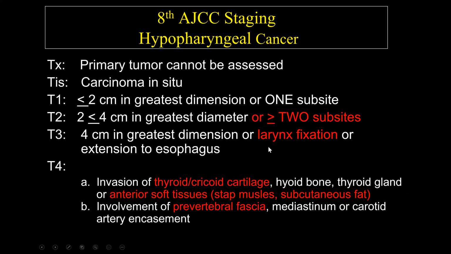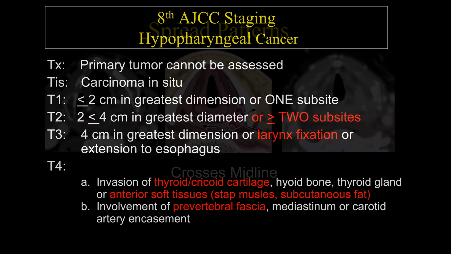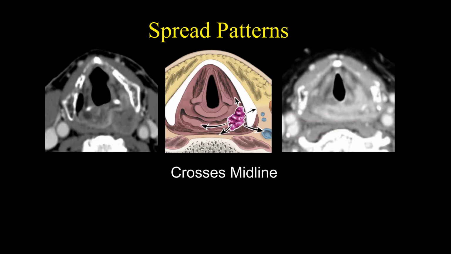The next thing we have to determine is whether or not these other criteria are present. These include things like laryngeal fixation, invasion of the cartilages, extension into the soft tissues, or involvement of the prevertebral fascia. And these are things that we can see easily on imaging. If we see them, we need to comment on them. So here's an example of a patient that has a left-sided piriform sinus carcinoma.